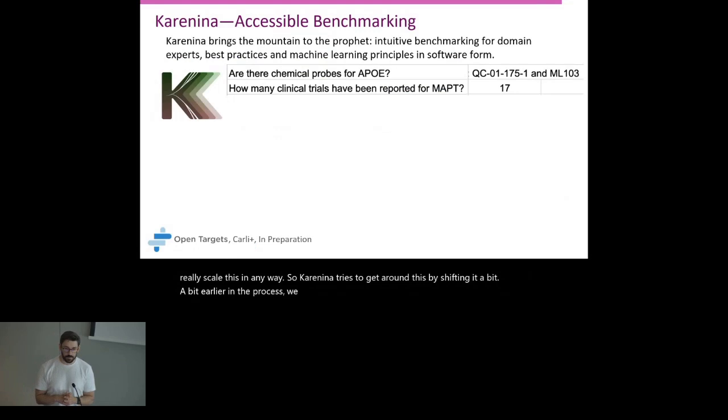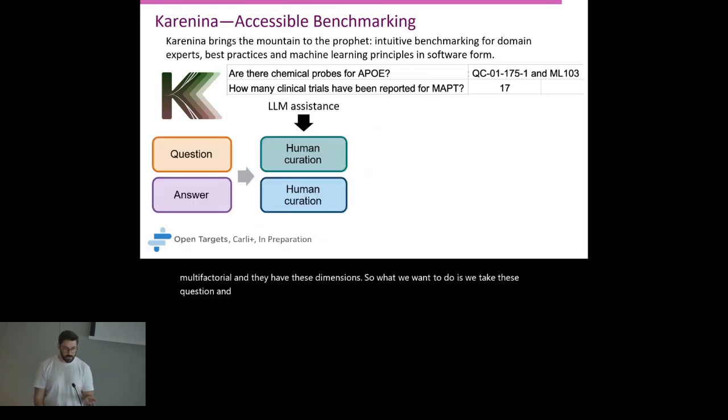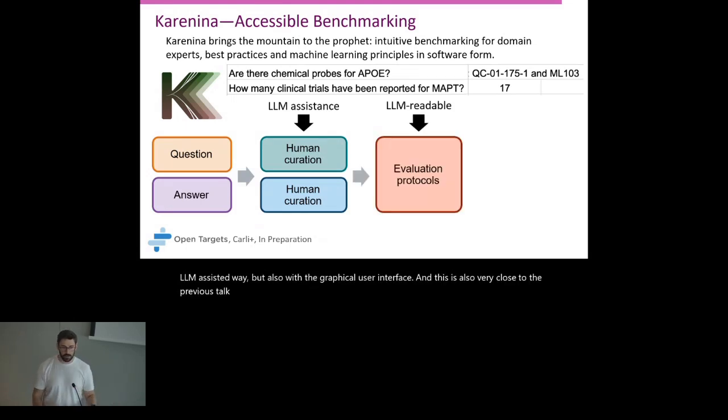We have this project with Open Targets where we collected some business questions. You see 2 of them here. And these are the human curators that create these business questions. And they are multifactorial and they have these dimensions. So what we want to do is we take these question and answer pairs. And Karenina is a software that helps people parameterize in an LLM assisted way, but also with a graphical user interface. And this is also very close to the previous talk. This into an LLM readable and executable protocol for each question or the entire benchmark.